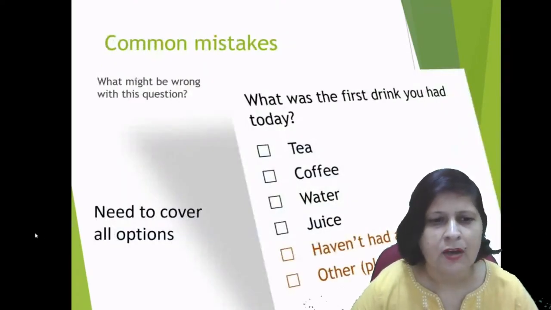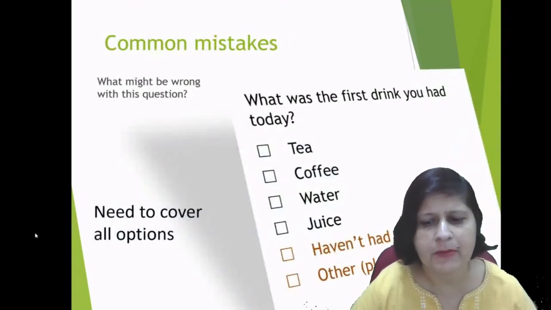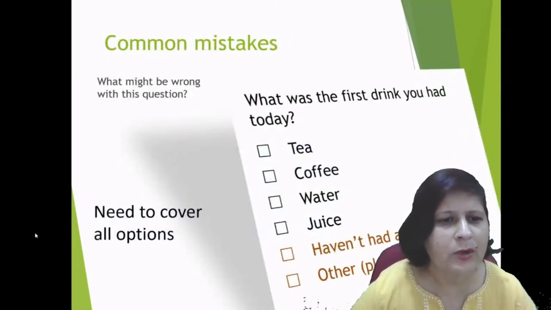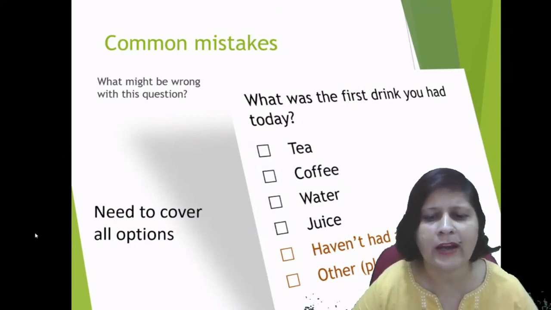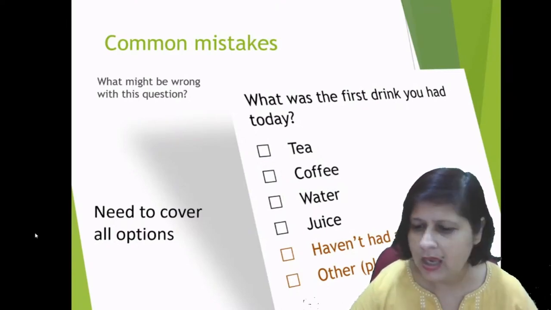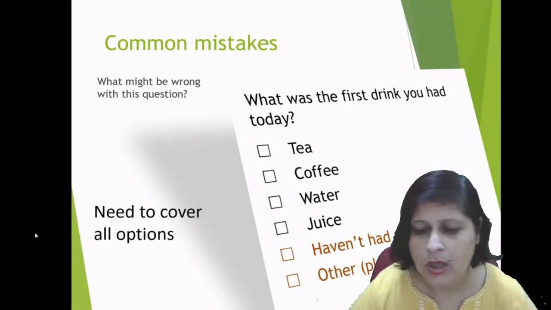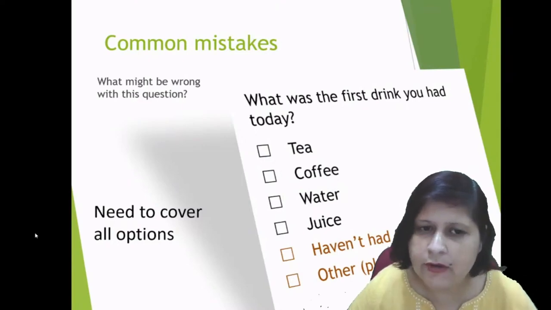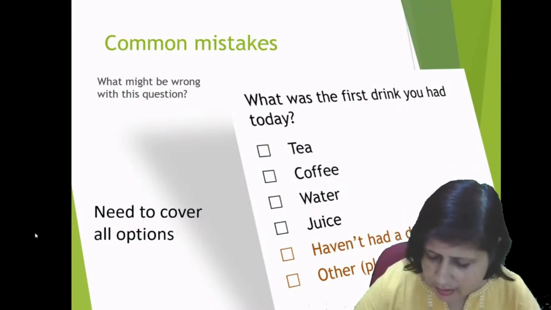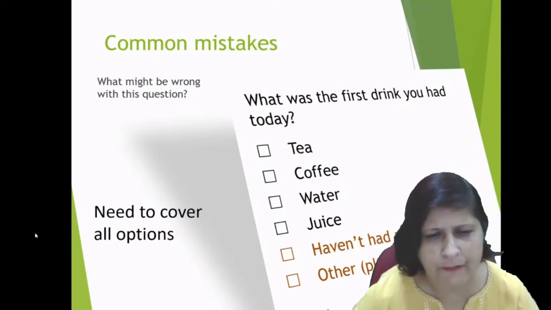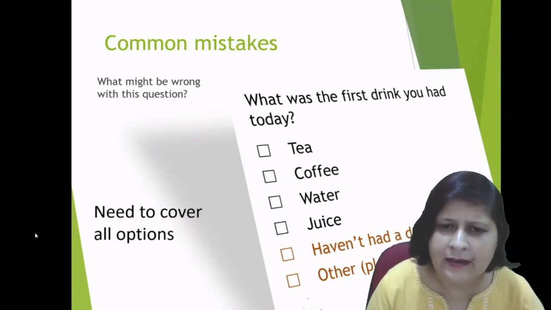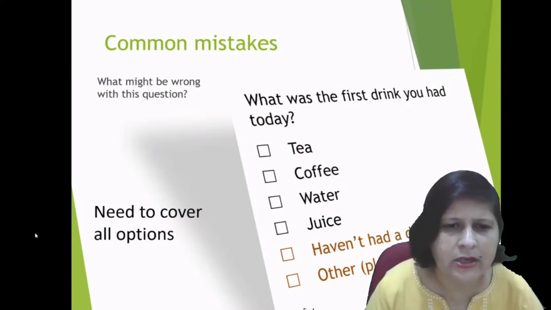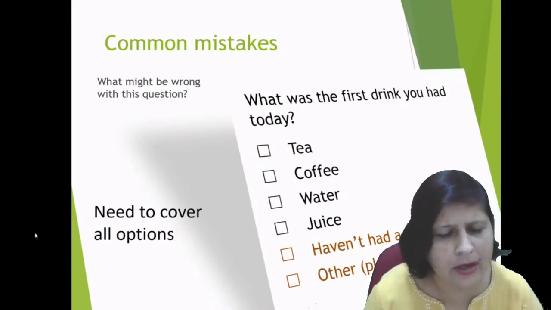Common mistakes. While framing a questionnaire, what are the common mistakes? What might be wrong with this question? What was the first drink you had today? Tea, coffee, water, juice, haven't had any drink, or other? No. Please state all the options. Need to cover all the options. Either it should be an open type of question: what was the first drink you had today? Leave it and let the respondent write what he had, whether it's tea, coffee, juice, lime water, or anything else.